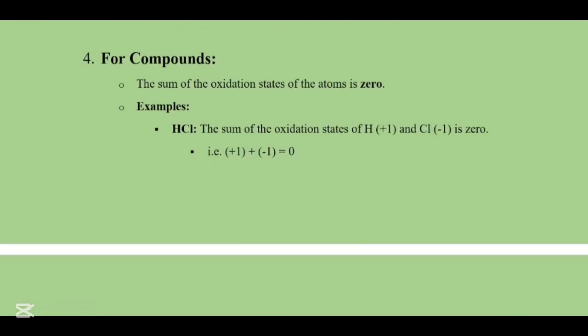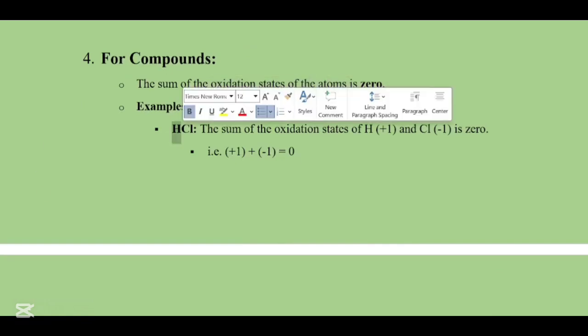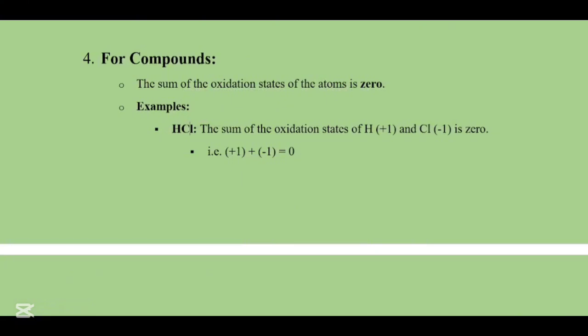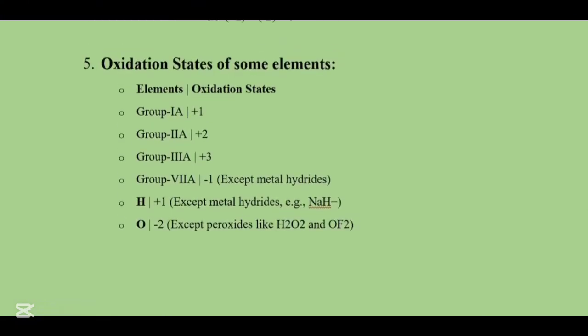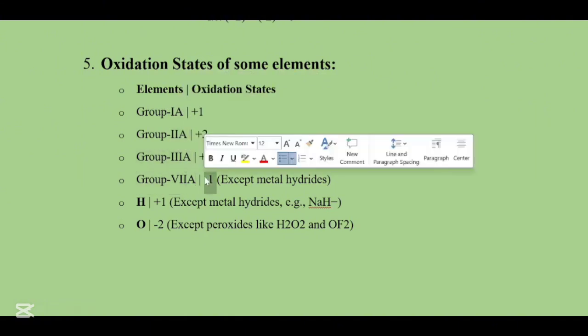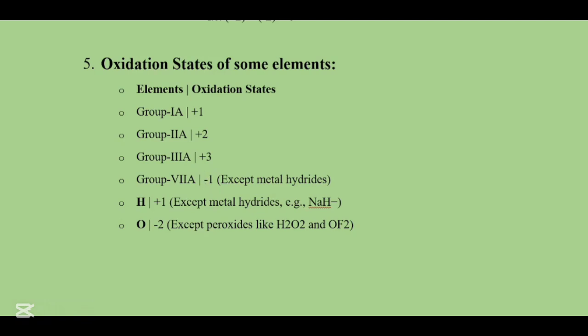Now for compounds, the sum of the oxidation states will always be 0. For example, hydrogen has plus 1, chlorine has minus 1, they both cancel each other out and the resultant will always be 0. And then the last is the oxidation state of some elements in groups, like group first, which is positive 1, group second will be positive 2, group third will be positive 3, and group 17th will be negative 1. Why? Because they only need one electron to complete their outer shell and form an octet.